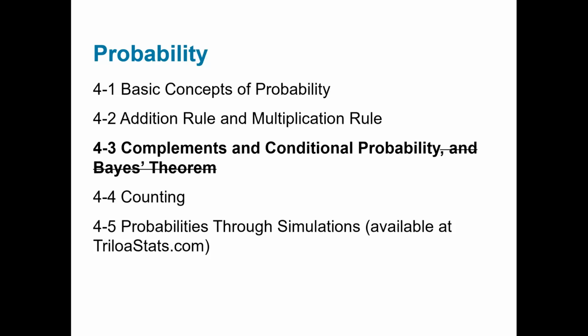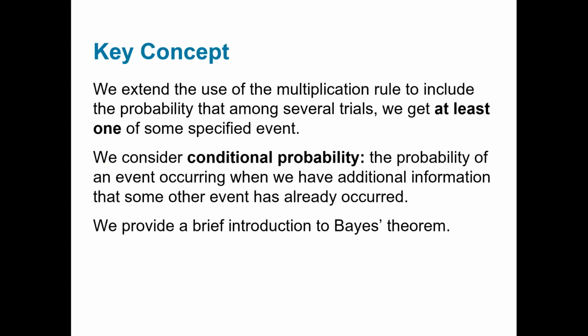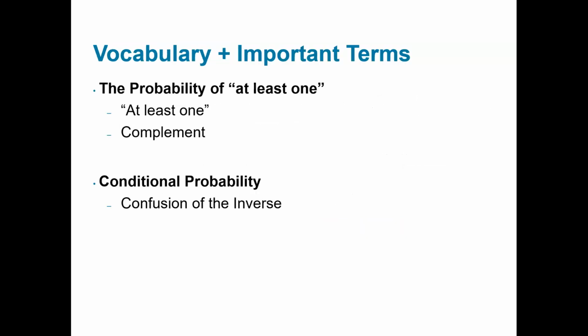Okay, and we continue in Chapter 4, Probability, in Section 4.3, and we are only doing complements and conditional probability here. All right, so the key concept is that we're going to be talking about the probability of getting at least one of something, and conditional probability. Sorry about that. So these are the two concepts that we'll be dealing with.